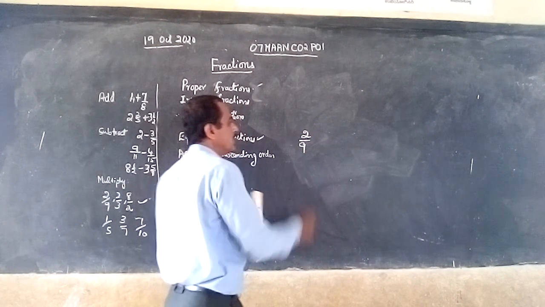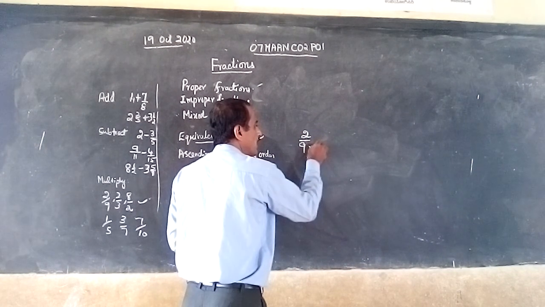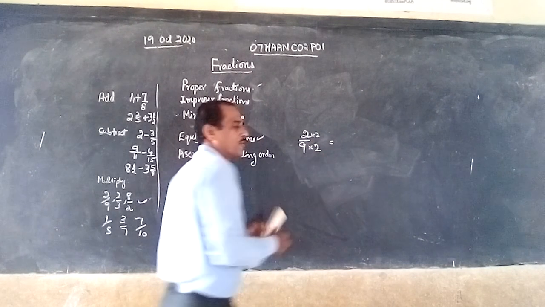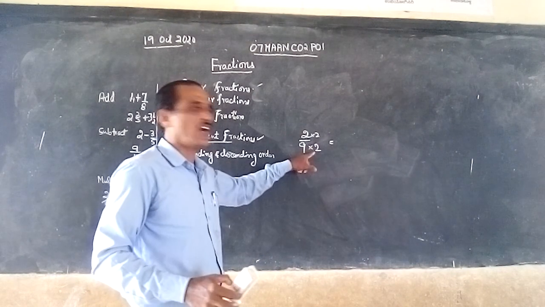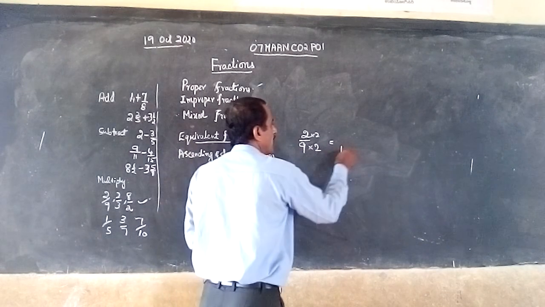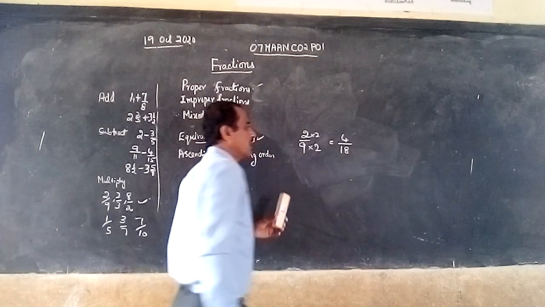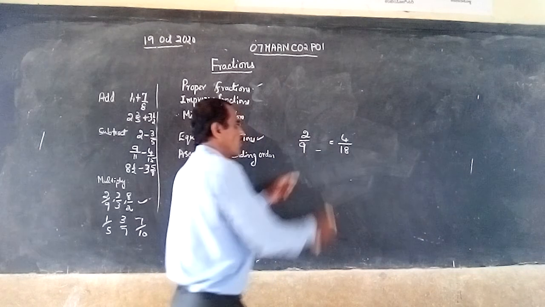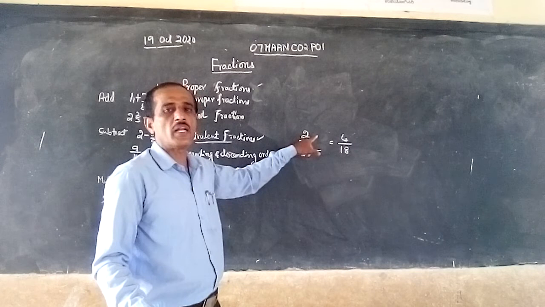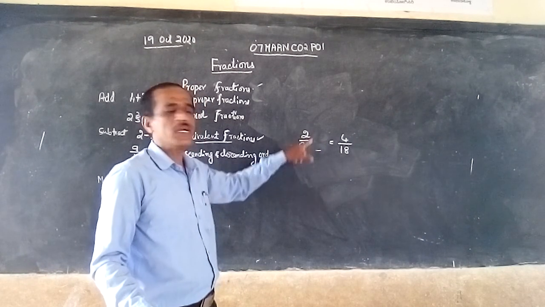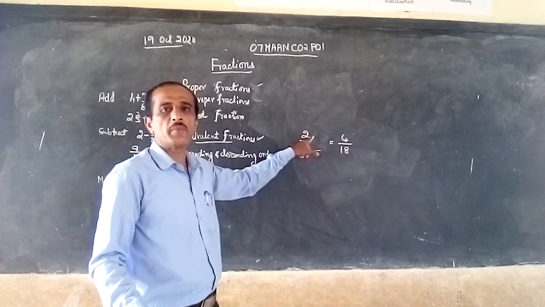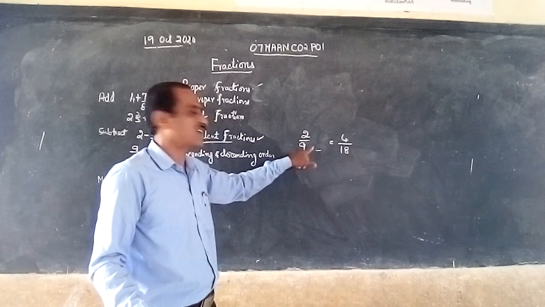See, 2 by 9 is also equal to, if you multiply a number to this, you will get another fraction. See, if you multiply the numerator and the denominator by a number, you will get another fraction. See, 9 2s are 18, 2 2s are 4. Look here, 2 by 9 is also equal to 4 by 18. So, 4 by 18 is called an equivalent fraction of 2 by 9. How did you get this 4 by 18? By multiplying the numerator as well as the denominator by 2.